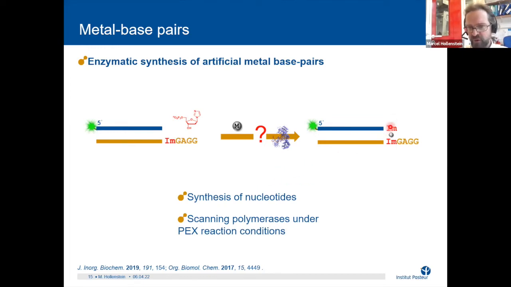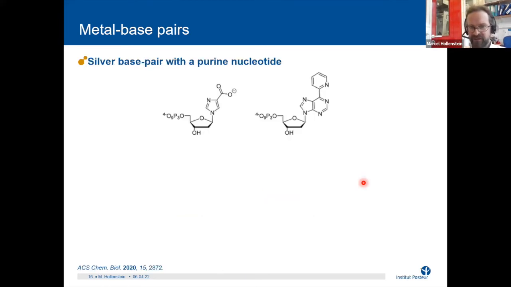And once installed, and this is probably one of the major hurdles in that context, is to find enzymes or a metal base pair that does not block DNA synthesis, enzymatic DNA synthesis. And this is also something that has been noticed with other artificial base pairs. So our best candidates so far are these two.